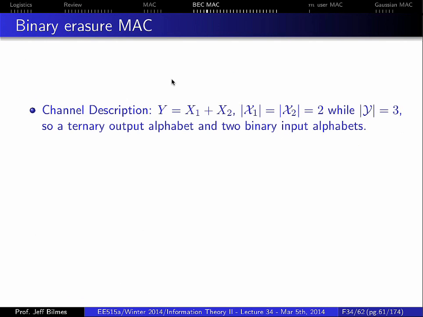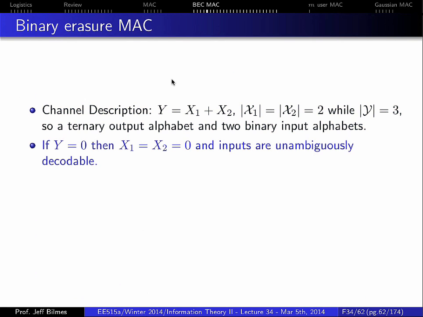Okay, so now we're going to use the binary erasure channel capacity to analyze this thing called the binary erasure MAC. It's not exactly a binary erasure channel because it's a multiple access channel, but we're going to use it to analyze this. In this particular case, the channel is basically y is equal to x1 plus x2, where the alphabet size of x1 and x2 are binary, and the alphabet size of the output is ternary, again, like in the binary erasure channel. It's a summation, so basically y is the sum of x1 and x2.